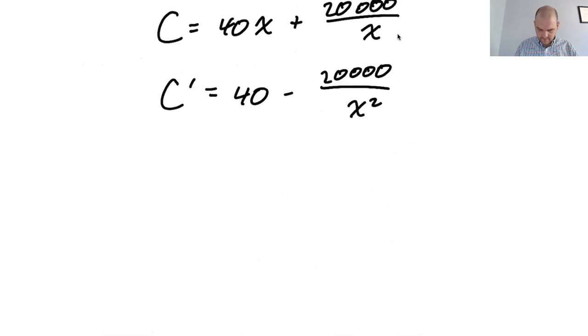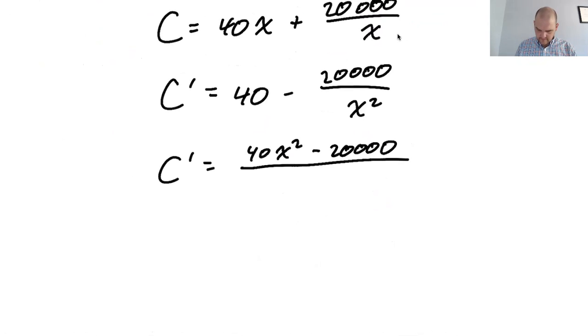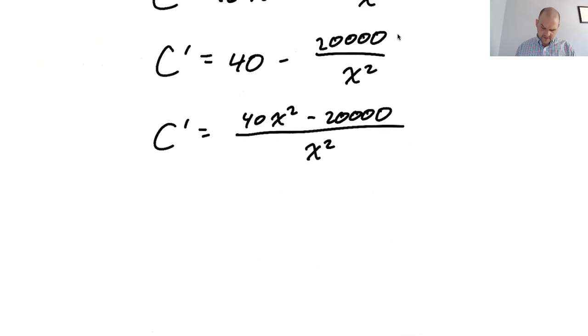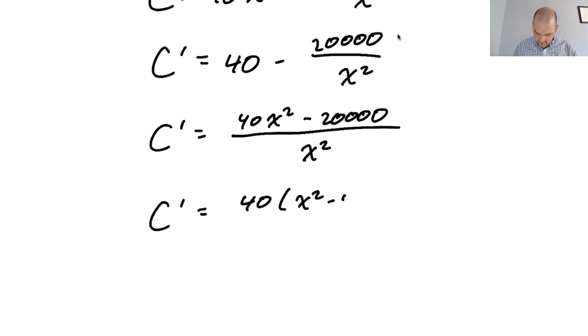So C prime, let's keep going. It's going to be 40x squared minus 20,000 over x squared. Okay, so I can take out 40. I really don't like factoring these things. C prime is, I can take out 40, I've got x squared. What is 20,000 divided by 40? 20,000 divided by 4 is 5,000, divided by 10 is 500. So minus 500.